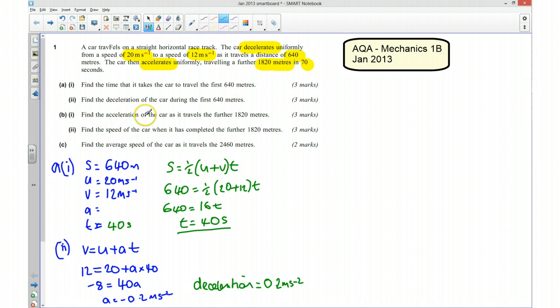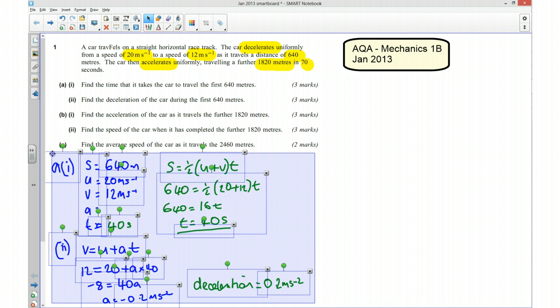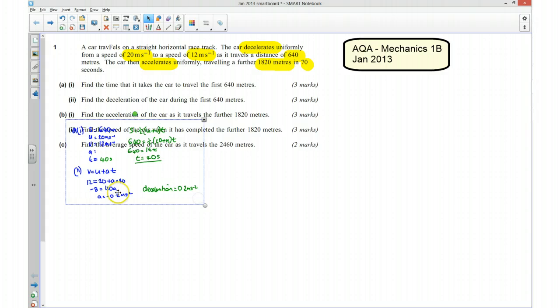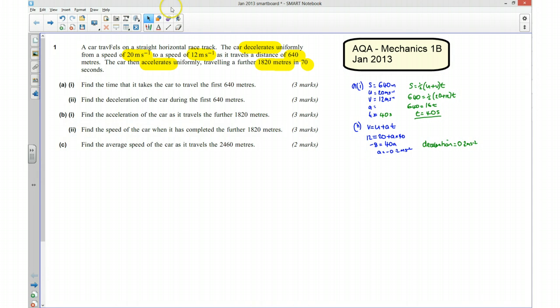Right, part B wants us to find the acceleration of the car as it travels the further 1,820 meters. So this is now a new stage in the question. Let's just minimize this and put it over here so it's out of the way. Now I can carry on over here. Okay, so we want to know the acceleration of the car. So I'm going to write down our suvat again.